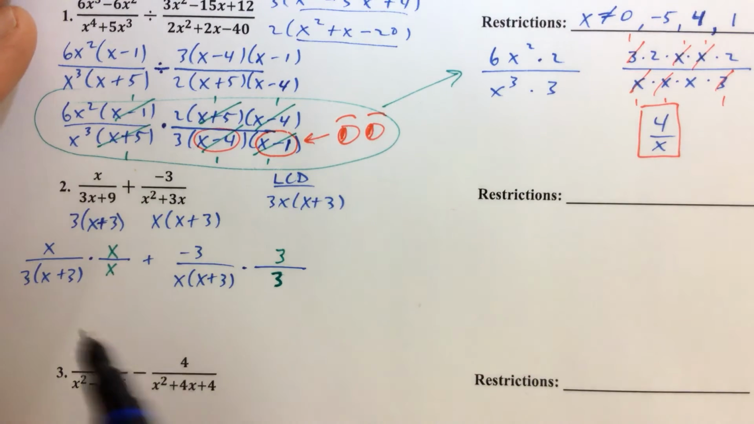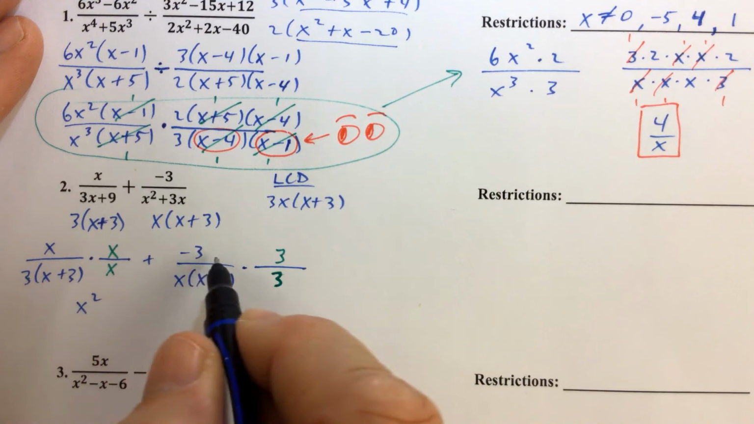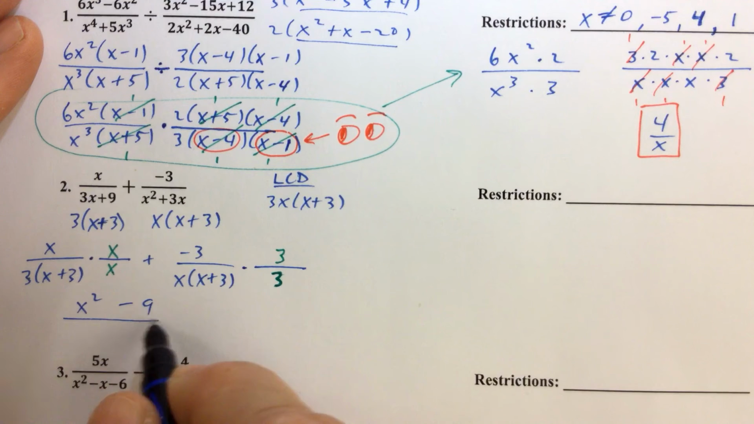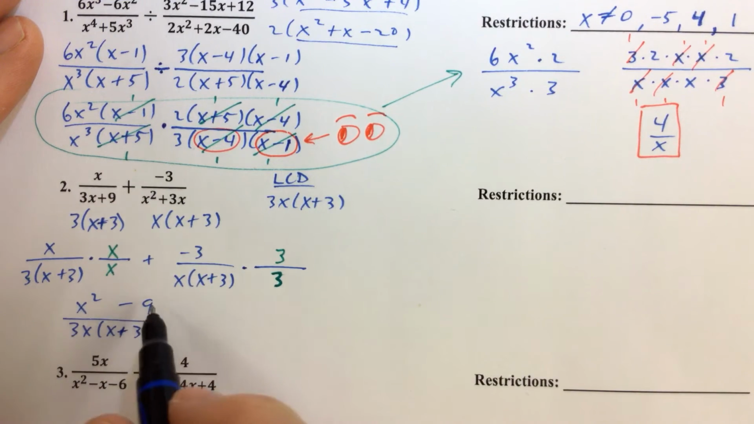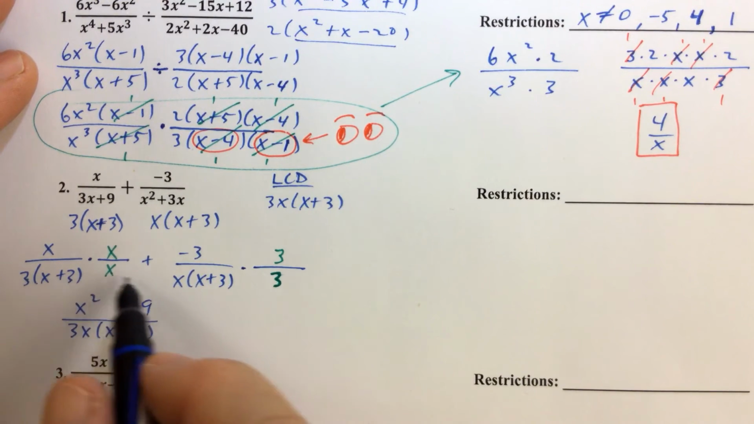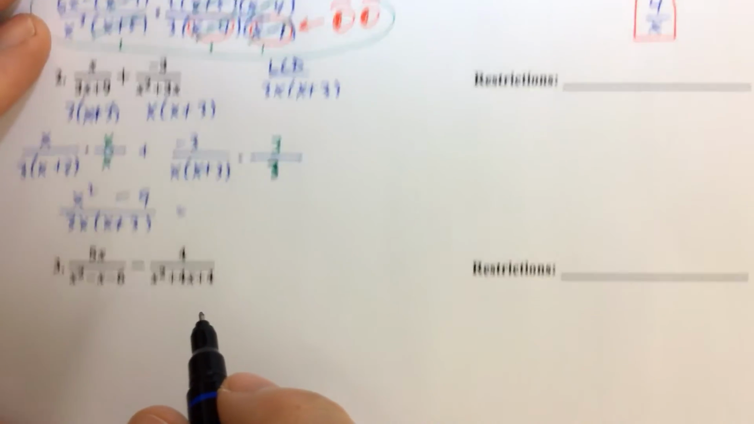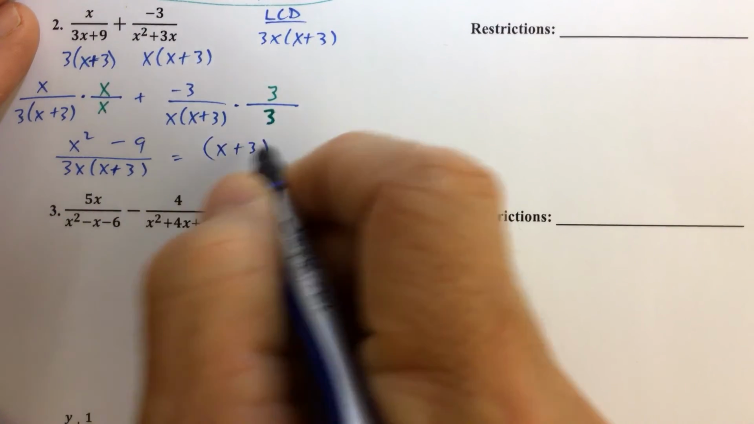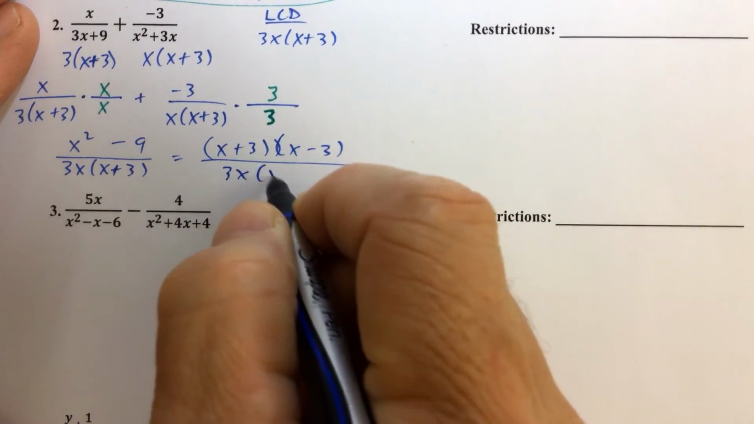And then our new numerator is x times x, or x squared. And our other new numerator is negative 3 times 3, which is negative 9. Our lowest common denominator is 3x times x plus 3. Because when the denominators are the same, you combine the numerators and keep the denominator. Well, we should recognize here that x squared minus 9 is the difference of two squares, which is x plus 3 times x minus 3 all over 3x times x plus 3.